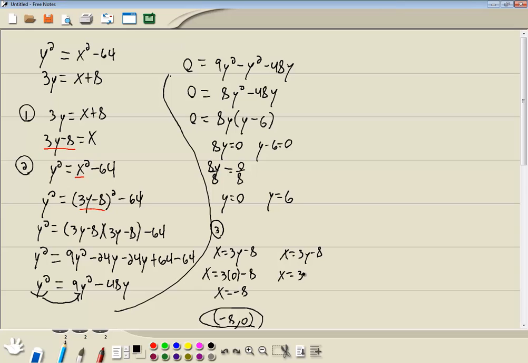Here, I'll plug the 6 in, so I've got 3 times 6 minus 8. 3 times 6 is 18, minus 8 is 10. So we've got x is equal to 10. So this answer is 10, 6. And those would be our two answers for that problem.